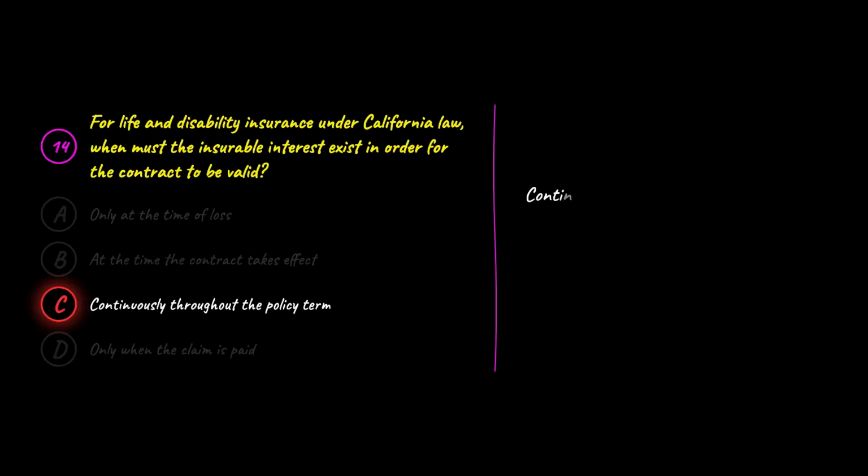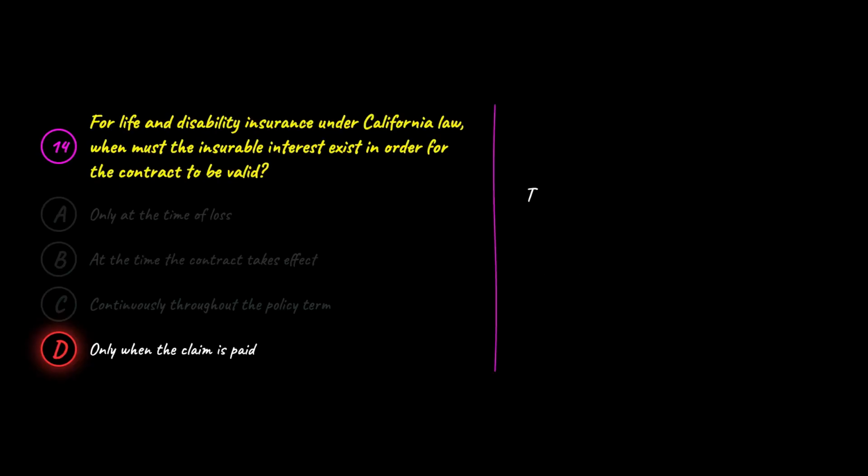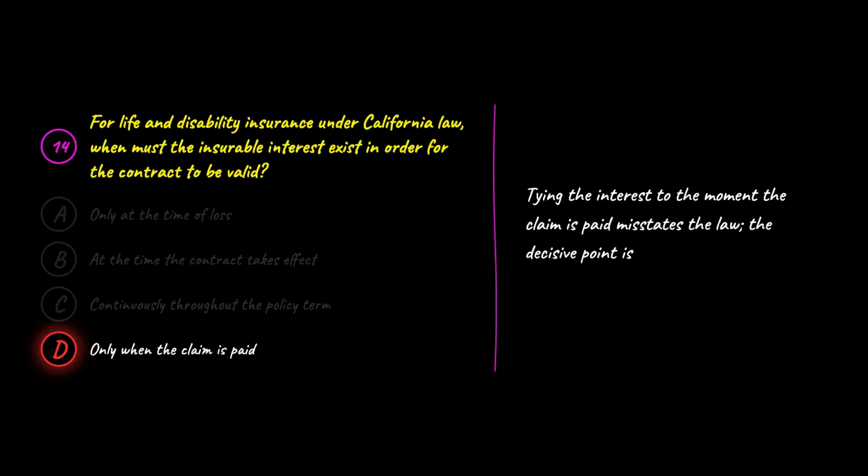C is wrong because continuous insurable interest is not demanded, because a valid life policy may continue even after the original financial interest has ended. D is wrong because tying the interest to the moment the claim is paid misstates the law. The decisive point is when coverage begins, not when proceeds are dispersed.